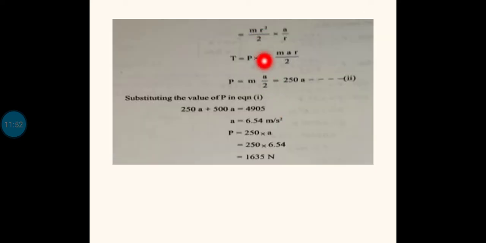Now alpha is related to the tangential acceleration: a equals alpha R, so alpha equals A by R, that is the general equation. Substituting in the earlier equation, T is equal to P into R equals m r square by 2 into A by R. This R and this R will cancel, so P is equal to M into A by 2. M is given as 500, so M by 2 is 250. So finally P is equal to 250 A. That is our equation 2.